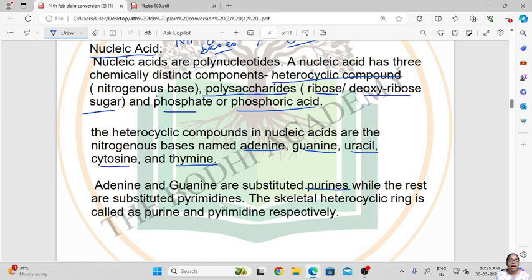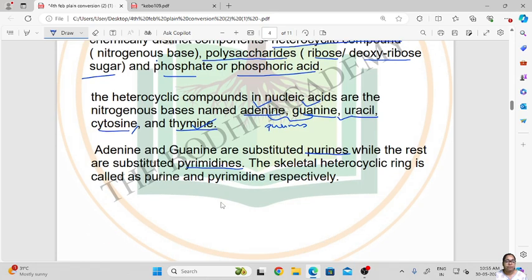So purines are adenine and guanine. So adenine and guanine are your purines. And uracil, cytosine and thymine are the pyrimidines. So these are the nitrogenous bases. So nitrogenous bases are of two types, purines and pyrimidines. And purines are adenine and guanine, and pyrimidines are uracil, cytosine and thymine. So this is about the first component of the nucleic acid, that is the nitrogenous bases.